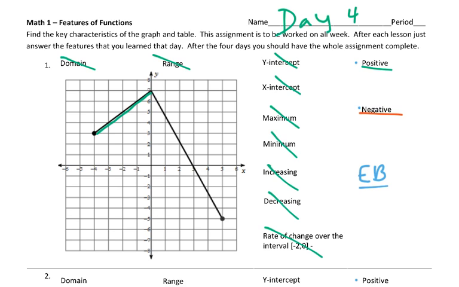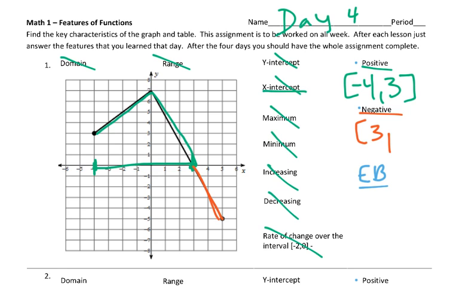Positive is whenever it's above the x-axis. So check your x-intercepts. That's going to key you into where it changes. As we can see, positive is green, so from negative 4 to positive 3, it's positive, it's above the x-axis. Once it hits 3, it goes down negative until we get to 5.